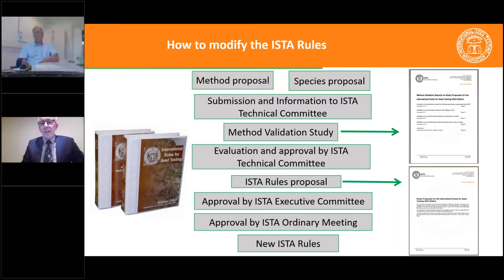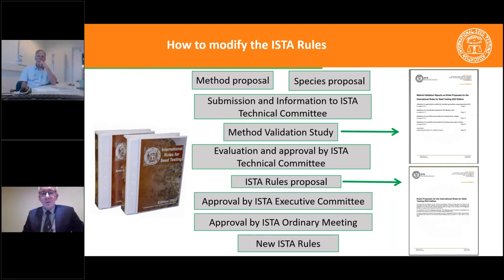If the committee then agrees and sees that the proposal is robust, then a method validation study will be developed and instigated. At the conclusion of that method validation study, that is evaluated, and if the validation study is approved by the ISTA technical committee, it then moves on to be a rules proposal. There's a process for rules proposals which will then be followed.